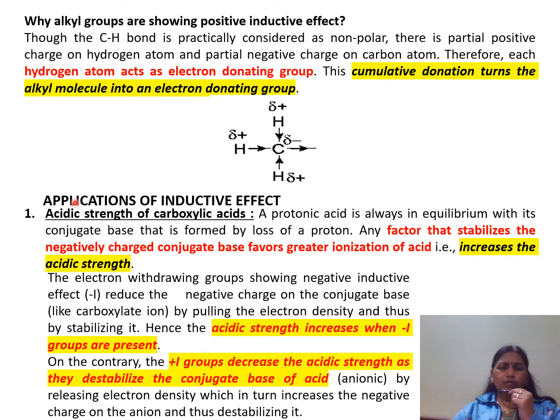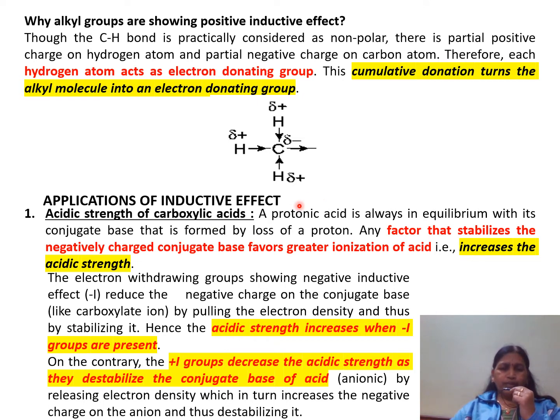Now let us move on to the applications of the inductive effect. A very important application is the acidic strength of carboxylic acids. Carboxylic acids have the RCOOH group. How does it act as an acid? It gives H positive ion. Acids are proton donors, H positive, and it forms RCOO negative, the carboxylate ion.